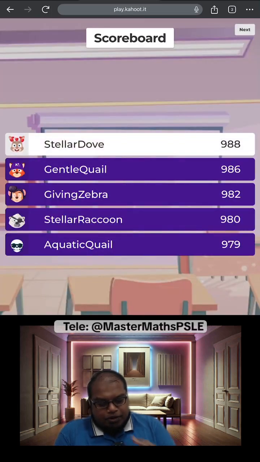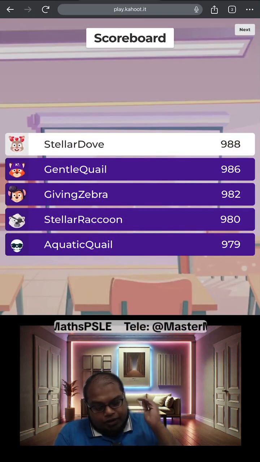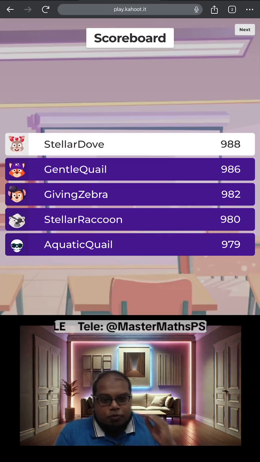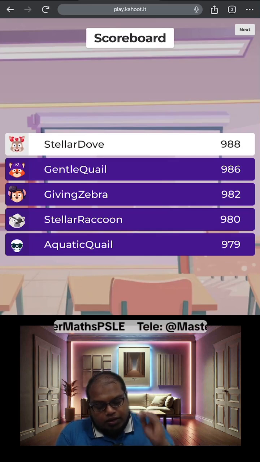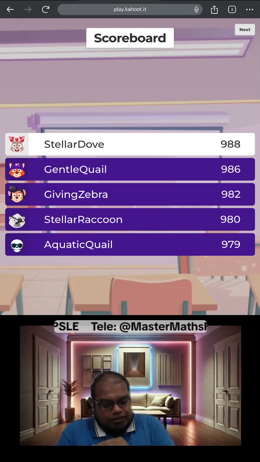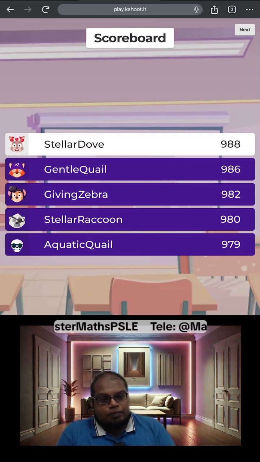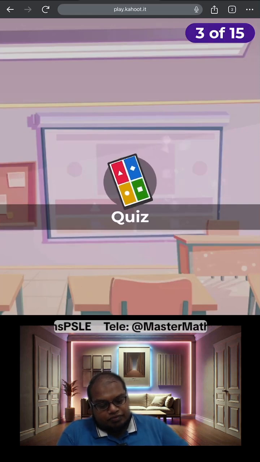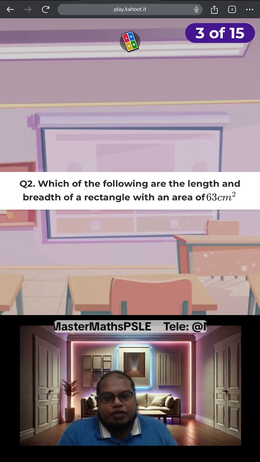Okay, none of the bots are here, so that's good. And then we got 988 as the top scorer right now. Okay, and then we got Gentle Quill, and the fifth position now is at 979. Sec 3 still can do that ladder method to find the factor.